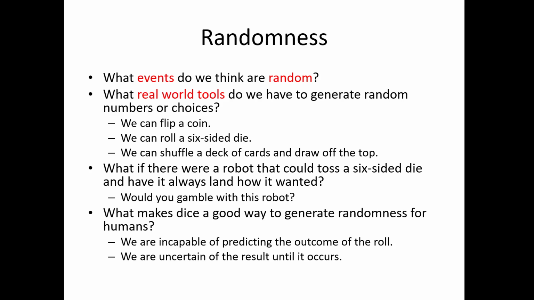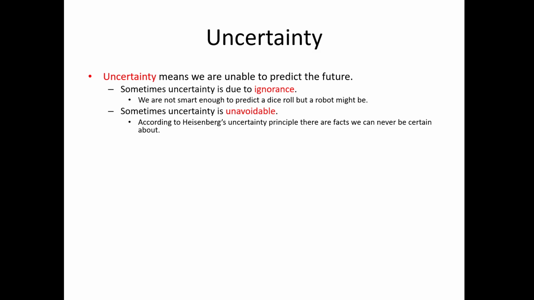And so one thing that sort of comes out here is that what makes this a good tool to generate randomness is that we are uncertain of the outcome. We do not know what the outcome is going to be. Once we change that, once we inject the robot and now we can add some certainty about what the outcome is going to be, we no longer think of that as a good tool of randomness. So I want to focus primarily on this idea of uncertainty first and foremost.